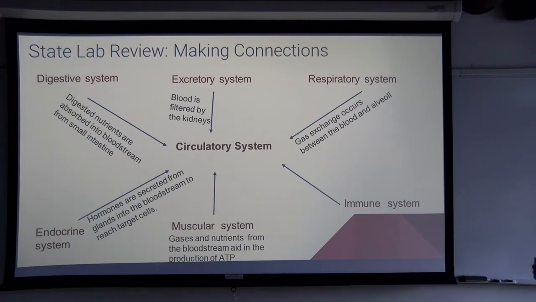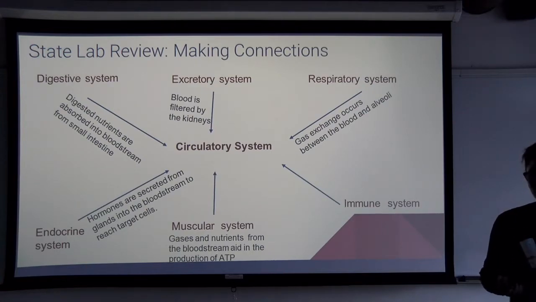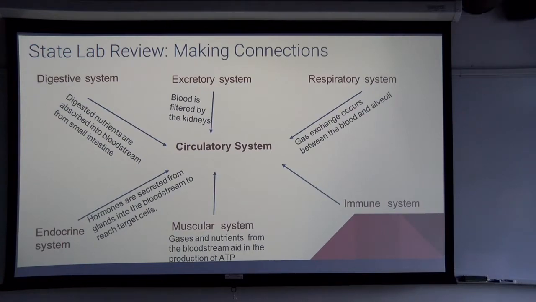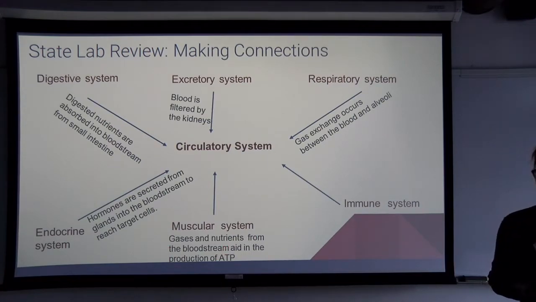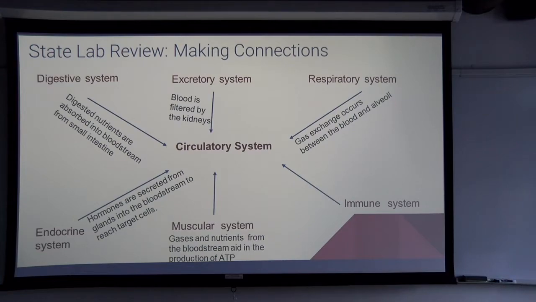Then we saw in that lab of making connections, what's the role of the muscular system in the homeostasis, or the balance, of all of these systems working together. And we see that gas from the respiratory system and nutrients from the digestive system will go to your muscle cells and provide them with energy so that they could perform action, muscular activity.